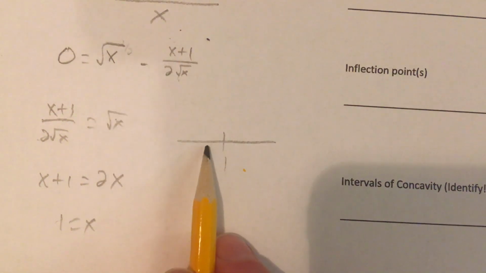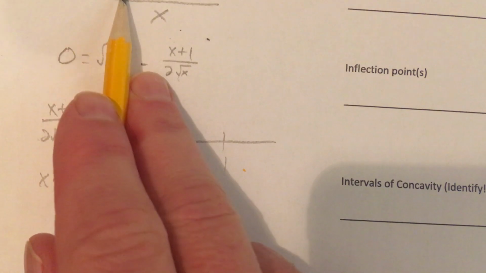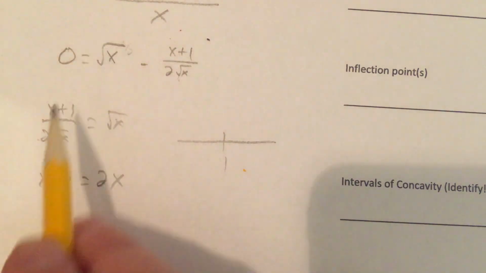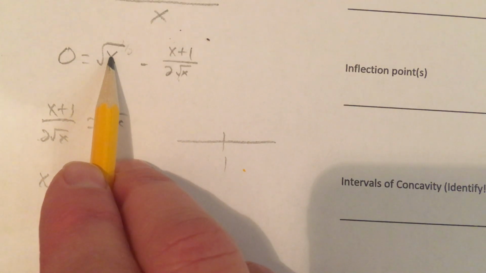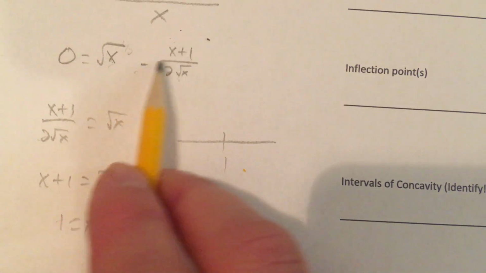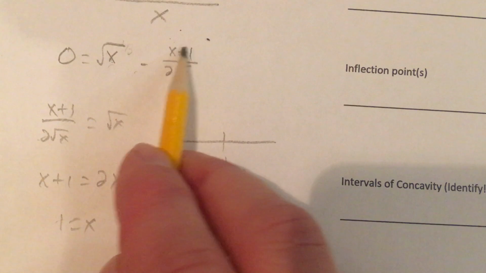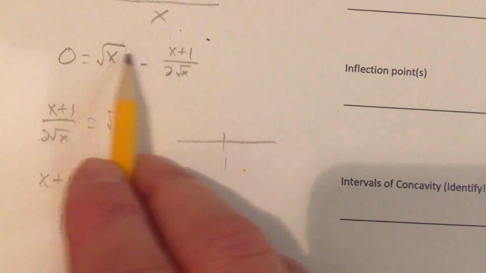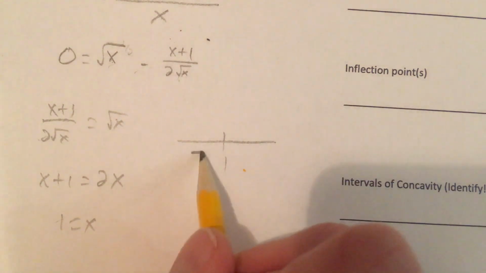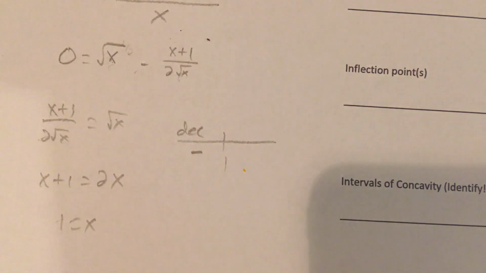If I pick something less than 1 and put it into the derivative, say 1/2 or even 1/4, the square root of 1/4 is 1/2, minus, we end up with 5/4, and then this is going to be 1. So 1/2 minus 5/4 is a negative. It means our function is decreasing at that point.